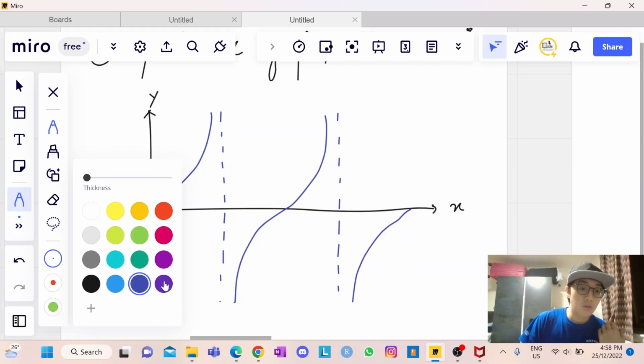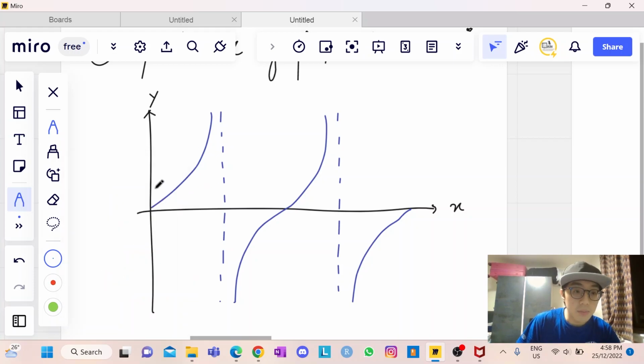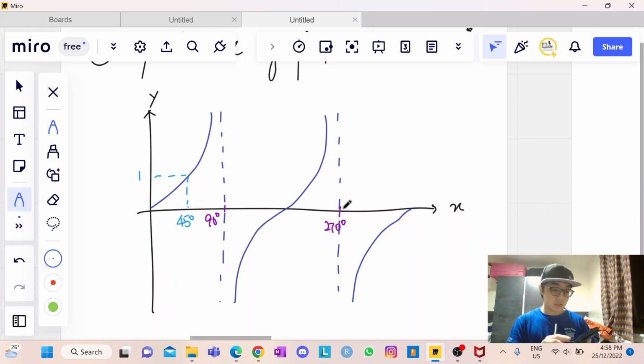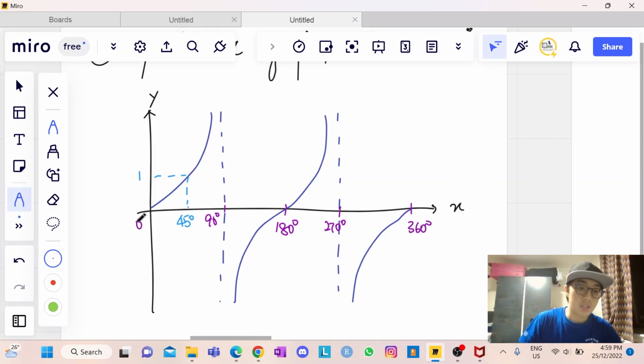So how do you label a tangent graph? The half right here is 45 degrees and it's 1. This is how you show it's a tangent graph. And what are the asymptotes? The asymptotes are at 90 degrees and 270 degrees. If you type tangent 90 into your calculator, you will get a math error. It's the same for tangent 270. Tangent is 0 when it's 180 degrees, 360 degrees and of course 0 degrees.